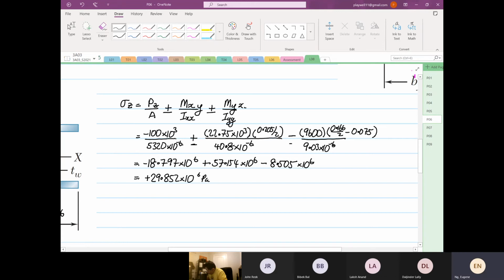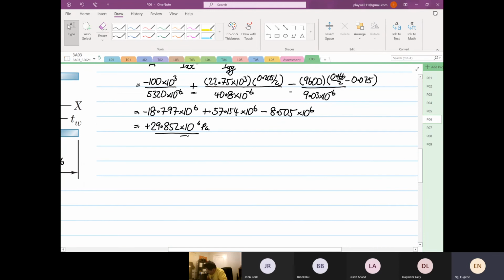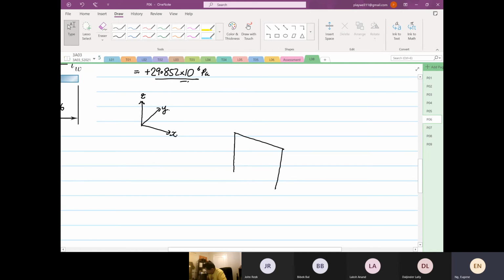times 10 to the power 6 Pascal. Okay. So what we have found now, right? What we have found now. So if I'm going to draw our 3D element, so X, this is our Z, and this is our Y. So on element A, okay, so this is our element A, right? We have found this distance. We have found this value. So we know that over here, our stress Z is equal to 29.852 times 10 to the 6 Pascal.